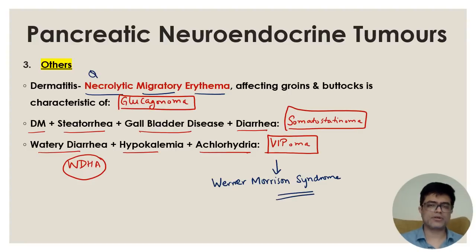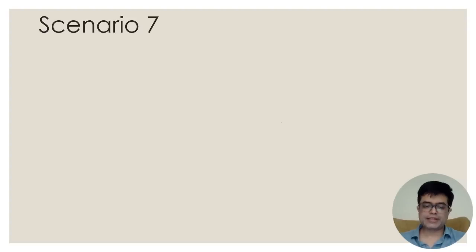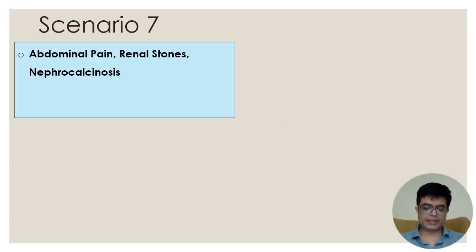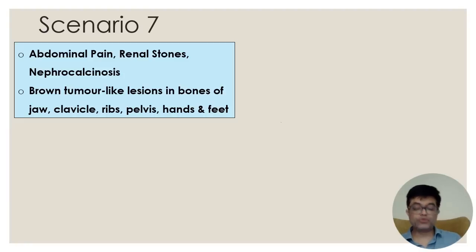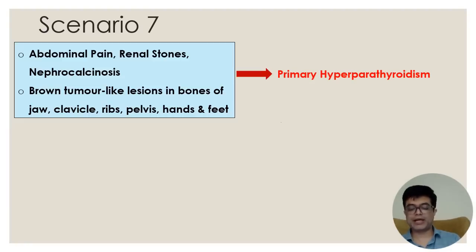Fine details, manifestations, metastatic or not, treatment of choice, are unlikely to be asked in your FMG exam. At least you should be able to identify what is the case that is being talked about. Now scenario number 7 is a brief overview. The examiner will say that there is an adult patient presenting with abdominal pain, renal stone, nephrocalcinosis, so hypercalcemia features, and there are brown tumor-like lesions happening in bones of jaw, clavicle, ribs, pelvis, hands and feet. These are the keywords which will indicate primary hyperparathyroidism. So a case scenario question has been asked on this.